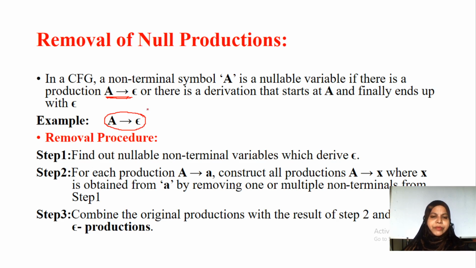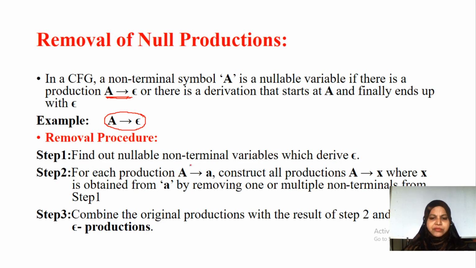Why are we performing all of this, the removal of unit productions, useless productions, and null productions? We are just simplifying the given CFG, context free grammar. In a CFG, a non-terminal symbol A is a nullable variable if there is a production A tends to epsilon, or there is a derivation that starts at A and finally ends up with epsilon. Then these productions are known as null productions. Now, how are we going to remove these null productions?